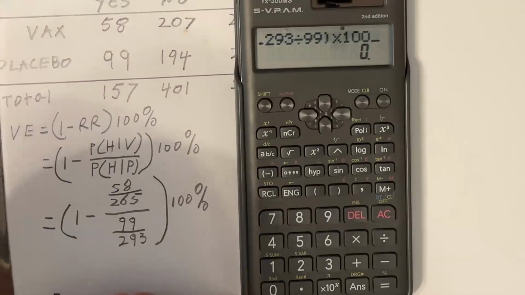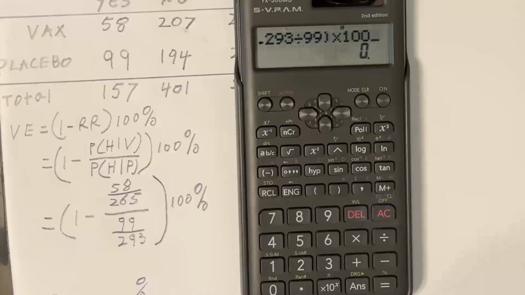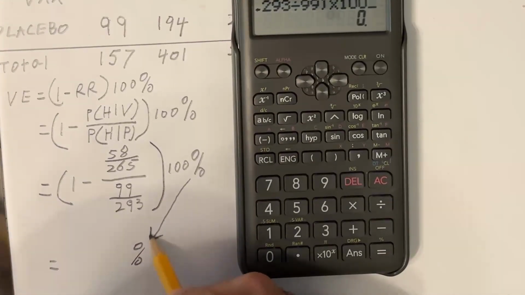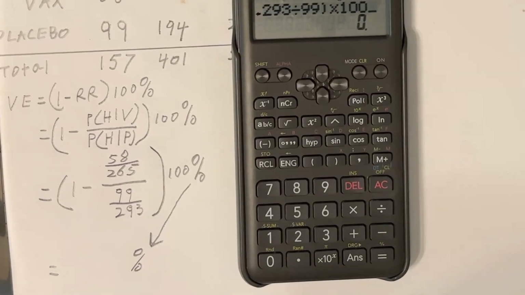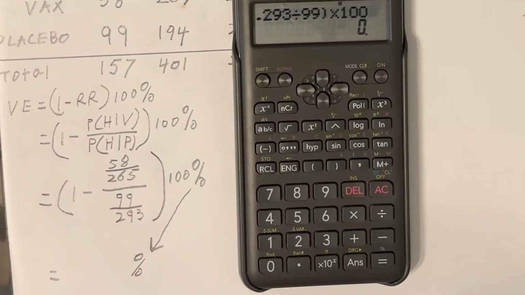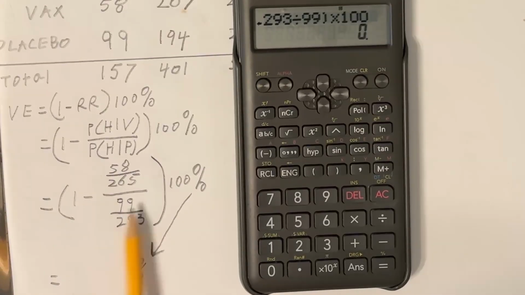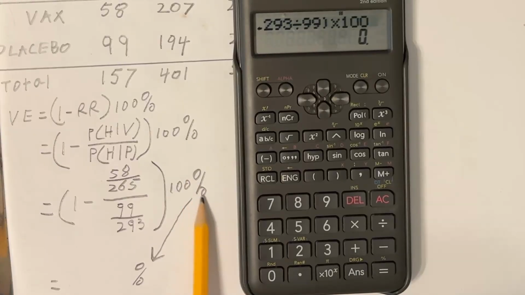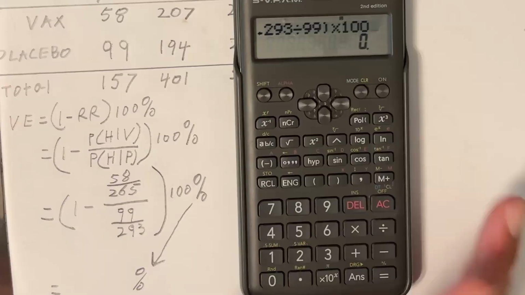I want to repeat that. Do not hit the percent key. And the reason why we don't hit the percent key is because we want to keep these units. Vaccine efficacy is typically represented as a percentage. So we multiply by 100 to convert this decimal that's in the parentheses into a percentage. That's what we do, but we do not hit the percent key on the calculator. So please make a note of that.